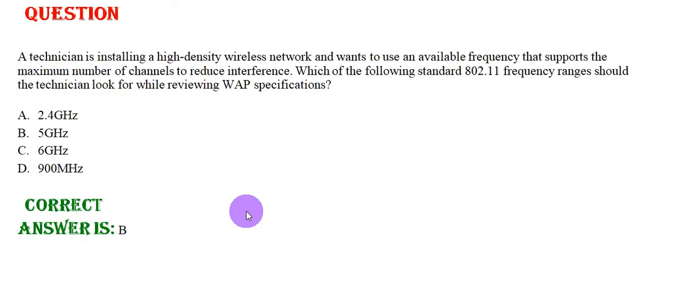A technician is installing a high density wireless network and wants to use an available frequency that supports the maximum number of channels to reduce interference. Which of the following standard 802.11 frequency ranges should the technician look at while reviewing WAP specifications? Option A, 2.4 GHz, option B, 5 GHz, option C, 6 GHz, option D, 900 MHz. The correct answer is option B.